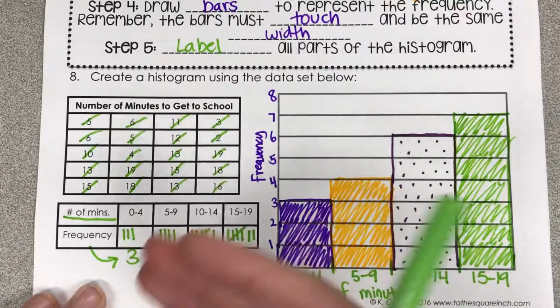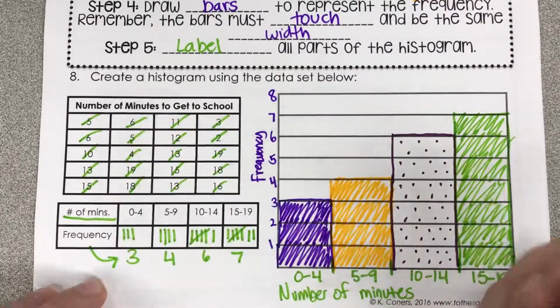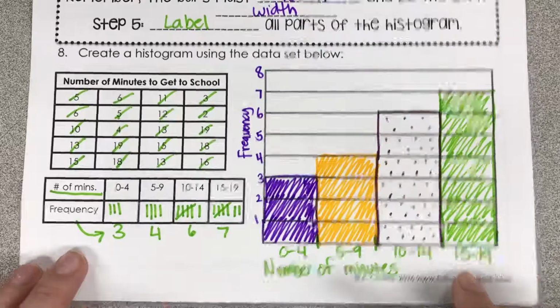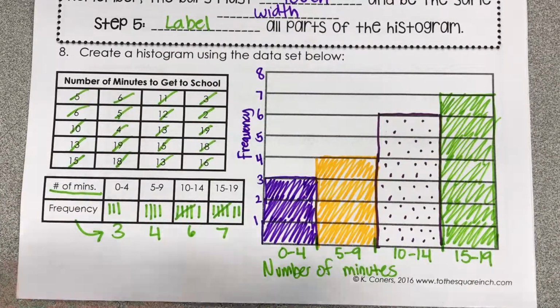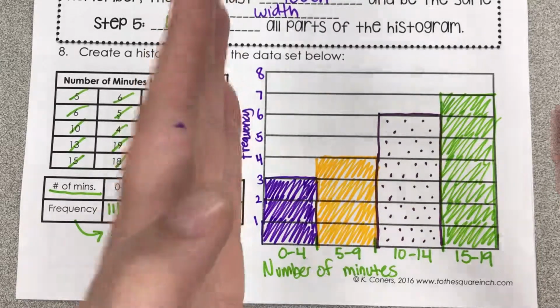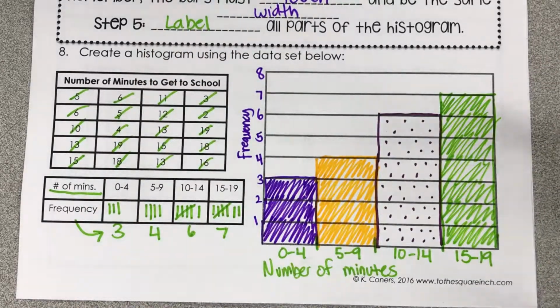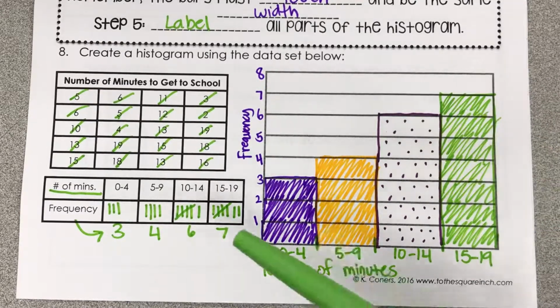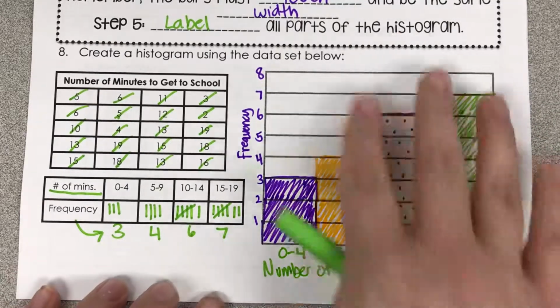And then my favorite part is putting it in a graph to see. Instead of looking at this long list of numbers, I can take one glance at this graph and tell you right now, more people spent 15 to 19 minutes than the other categories. And that's what a histogram's for. It's to display the data.